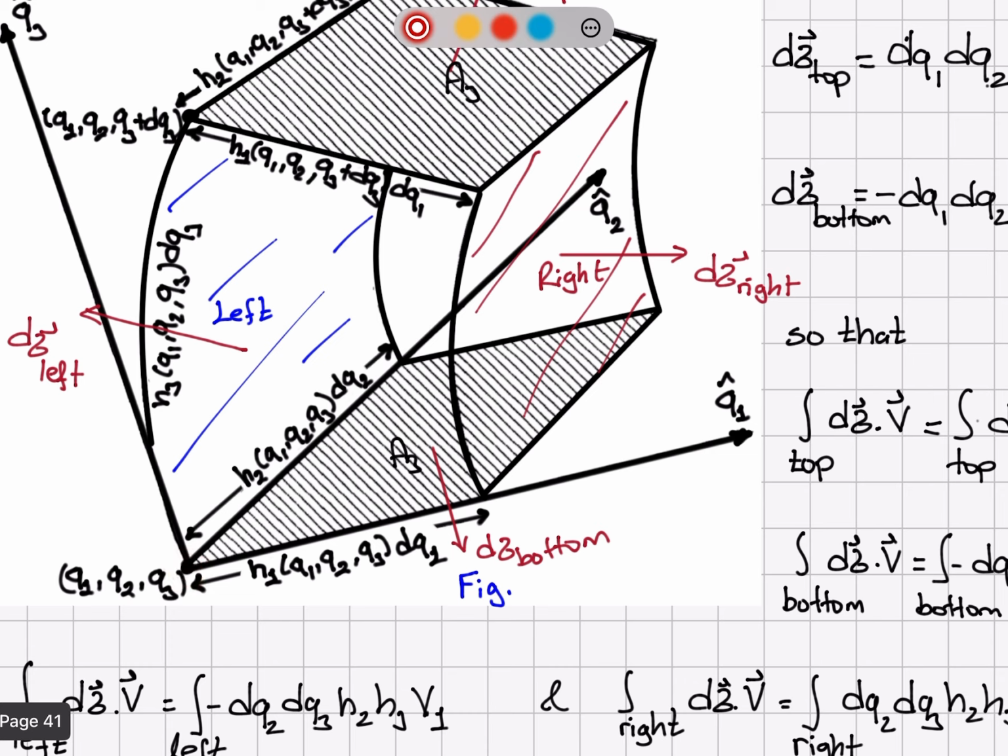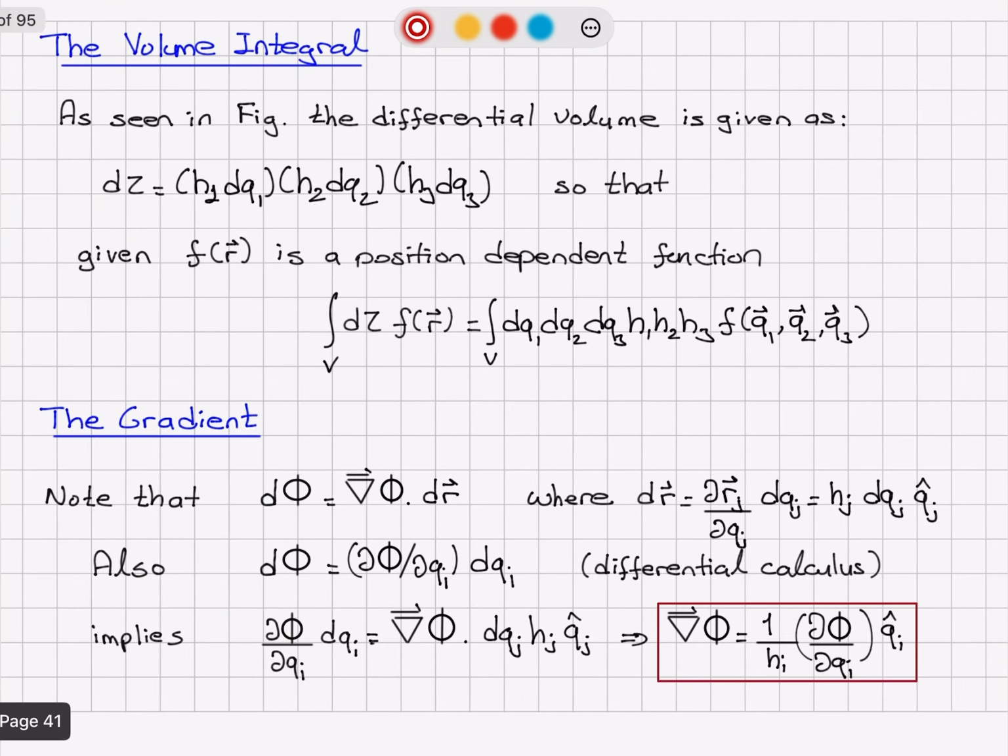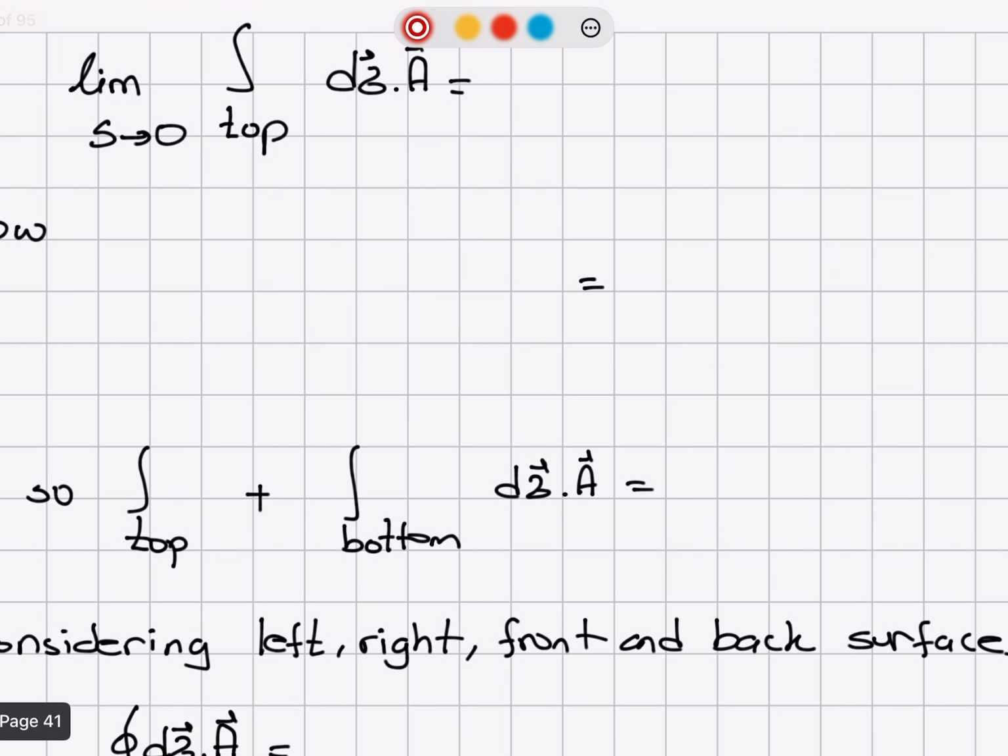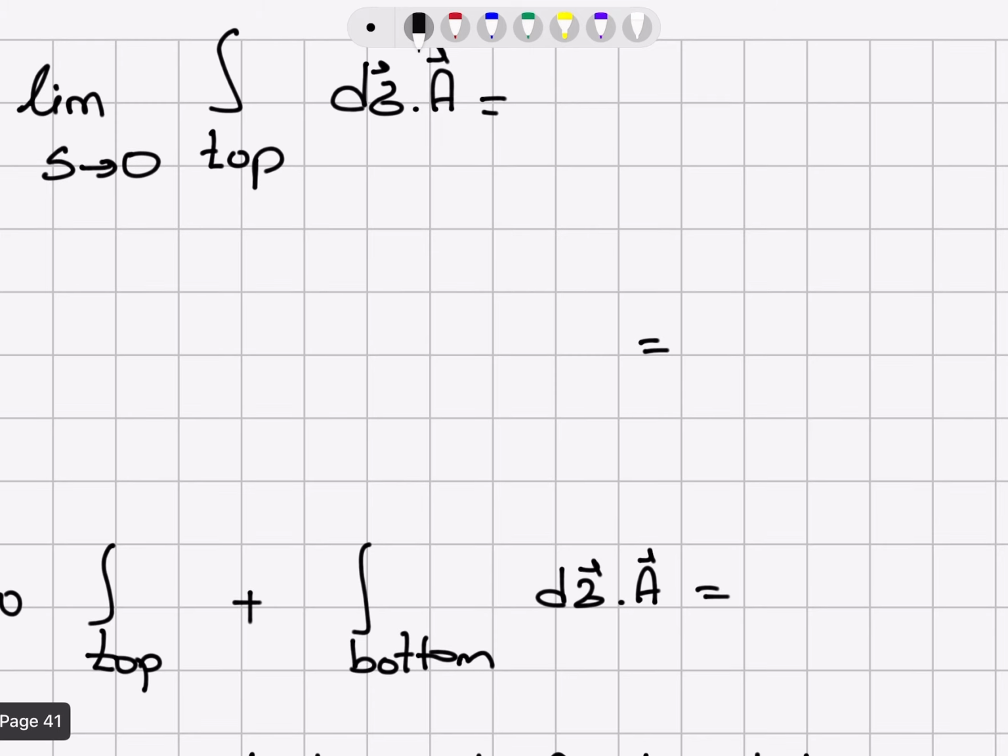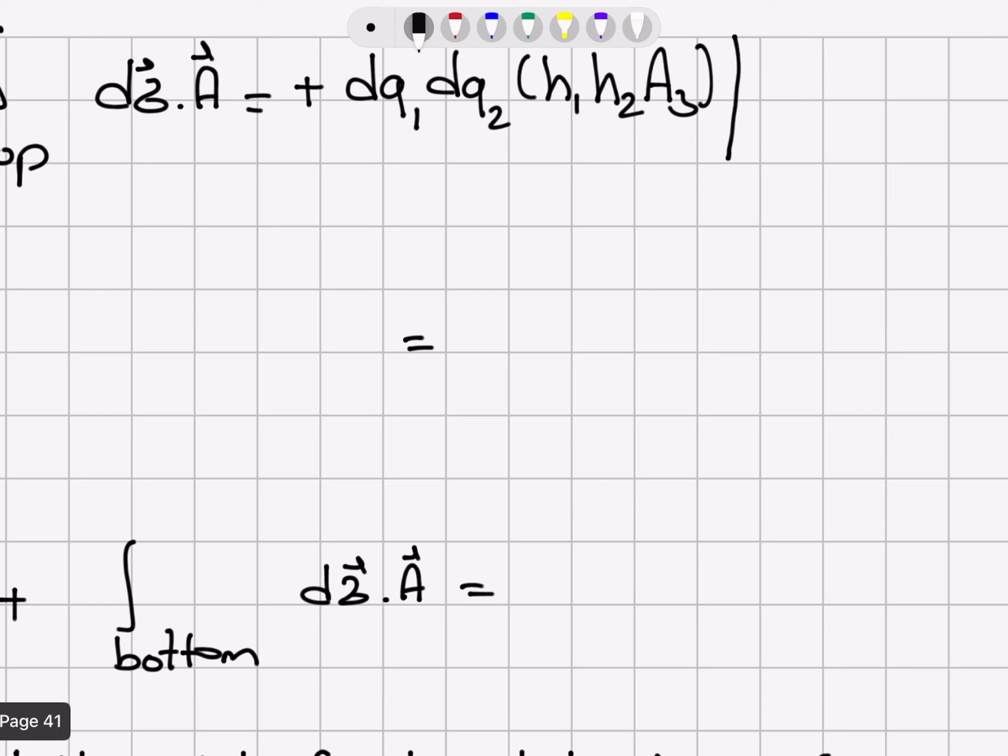Because we have the smallest coordinate values at this point, it contains the origin, so we have to evaluate the scale factors at the origin. Now, if I move to the top, two things will change. The area vector has to point in the plus q3 hat direction, and the evaluation should be performed at q1, q2, and q3 plus dq3. So let's do that. For the top surface, we have plus dq1, dq2, h1, h2, A3, with the scale factors evaluated at q1, q2, q3 plus dq3, because it's the top surface.